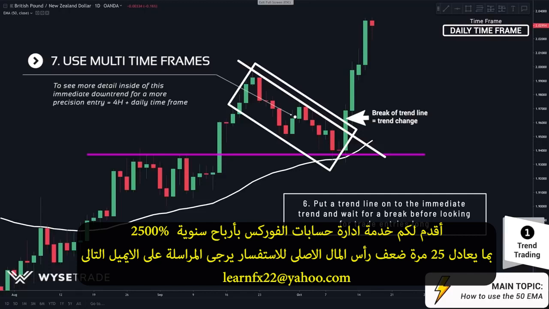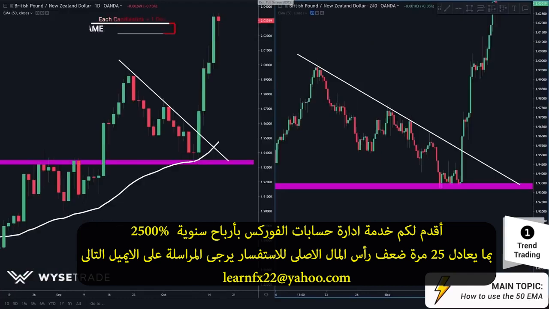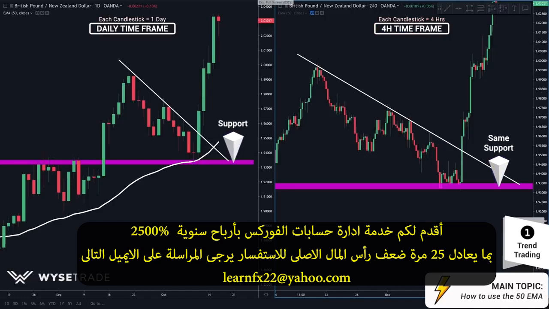So let's put both the daily and 4-hour time frame side by side. So here on the left is your daily time frame, and here on the right is your 4-hour time frame. Here's your daily support level, and here is the same support level. Here's your daily trend line, and here is your same trend line.